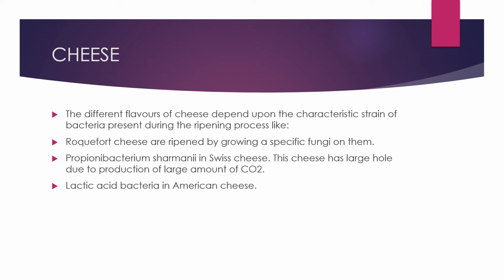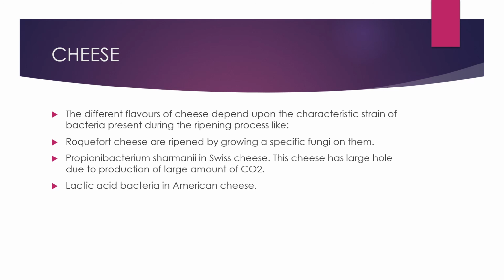Roquefort cheese is ripened by growing a specific fungus on it, so this gives a different flavor to this cheese. We have more examples, like Swiss cheese. Swiss cheese is famous for its large holes, meaning it is very spongy. This is due to the production of a large amount of carbon dioxide, and the bacterium involved in this is Propionibacterium shermanii. This is the bacterium used for the processing of Swiss cheese.